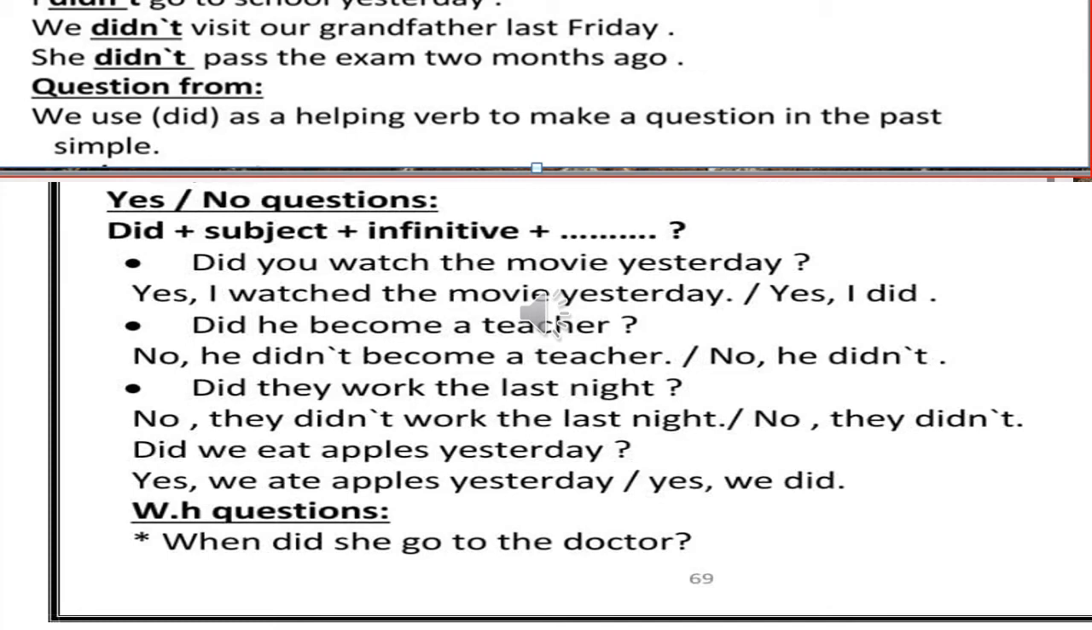Okay, the WH questions. When did she go to the doctor? She went to the doctor 3 weeks ago. Another one. Where did you meet your friend? I met my friend at the club. What did he take? He took my umbrella. Which school did they study at? They studied at ELA school 6 years ago.